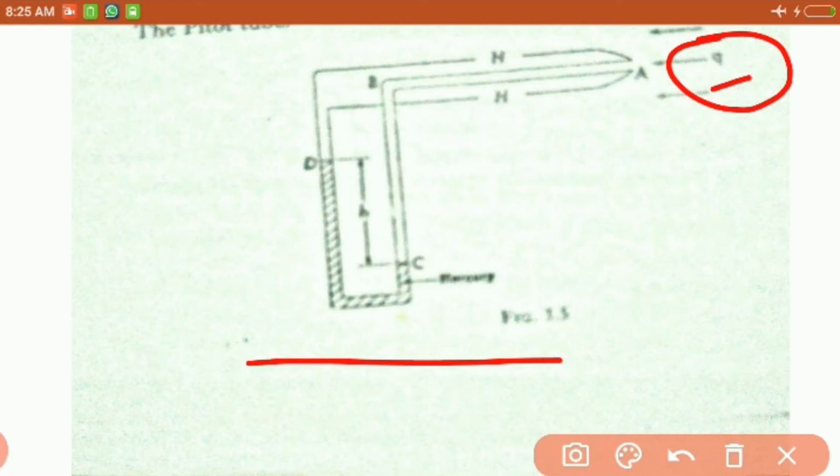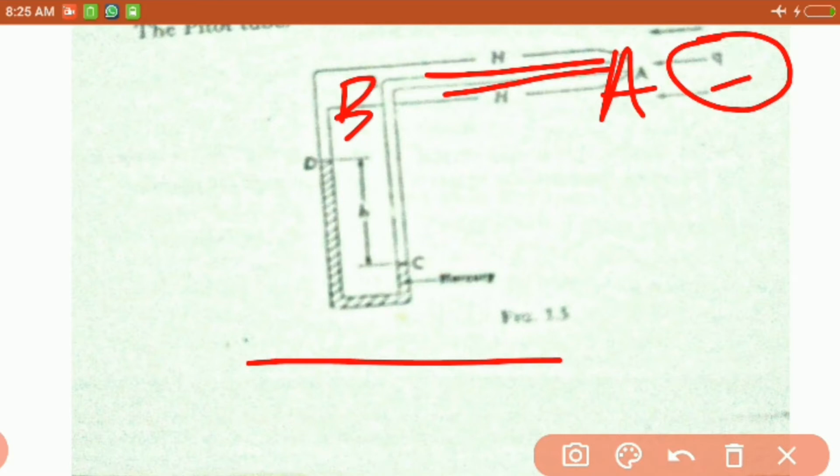Then the inner tube BA, here is B and here is A. This inner tube BA is placed upstream of the flow. The outer tube contains holes such as this H, and here is also H.